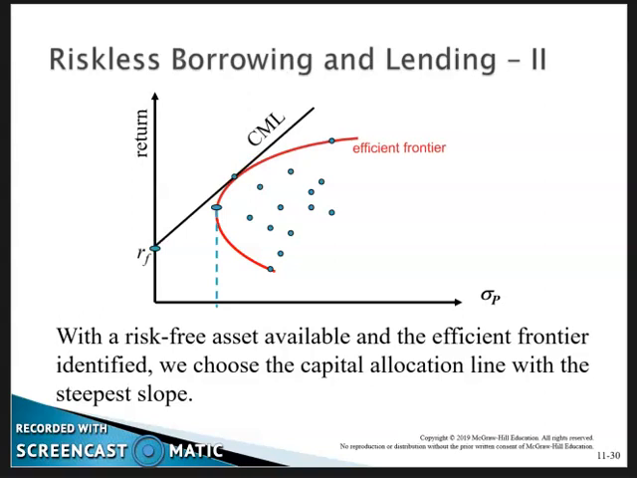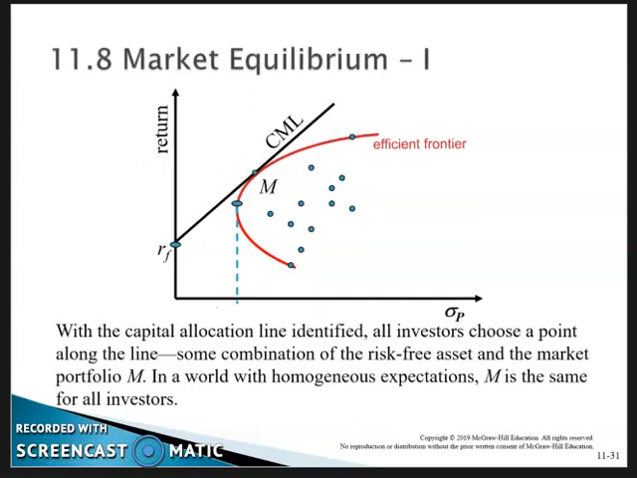So the risk-free rate is an asset available, and the efficient frontier is available. With these identified, we can choose the capital allocation line with the steepest slope. That's the capital allocation line that creates this point of tangency. Investors are going to choose a point between the risk-free rate and the optimal portfolio, depending on their risk preference. Anything beyond this optimal portfolio would be available, but it would be using leverage.